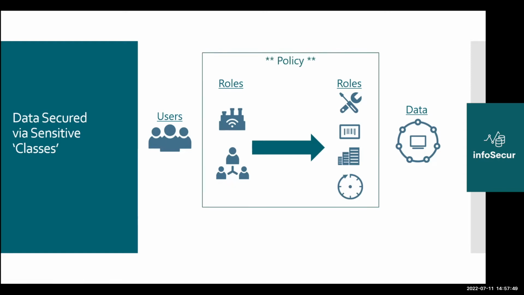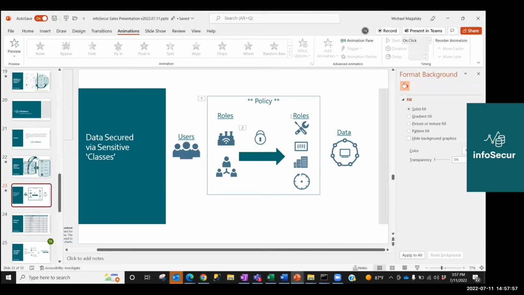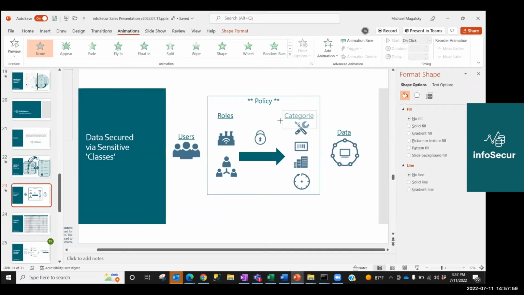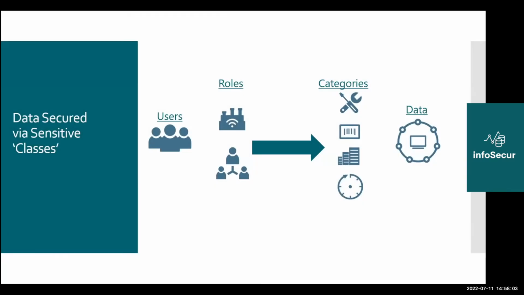But ultimately, we need a way to associate the data that the users can see based on what roles those users play. We need to be able to associate that with the data over here on the right. And the way we do that is by creating what we call infoSecure categories.